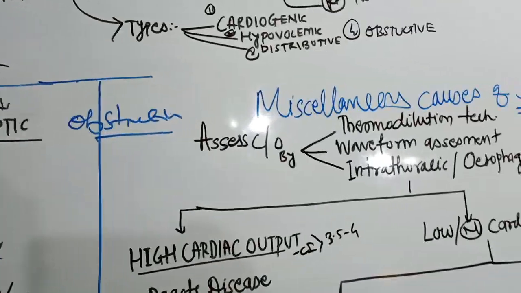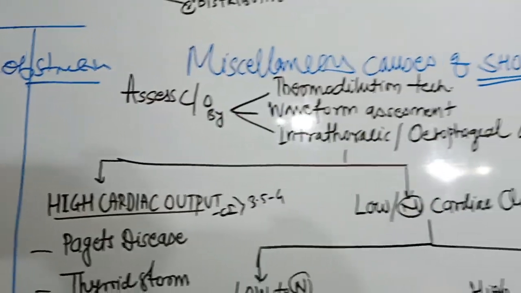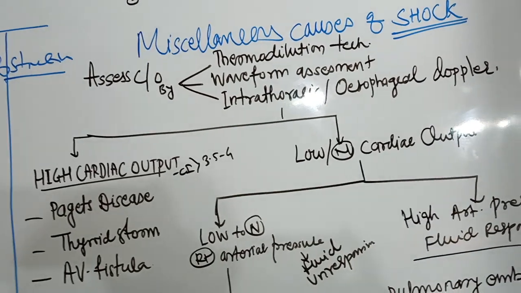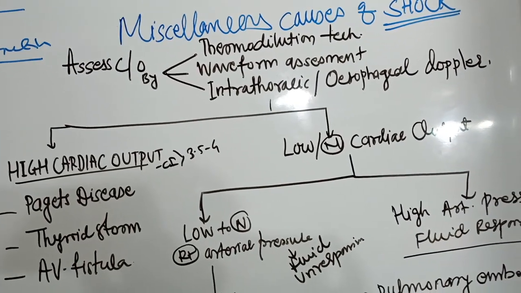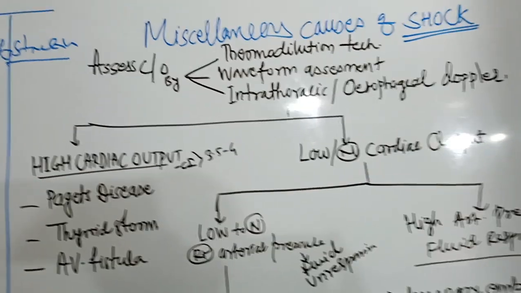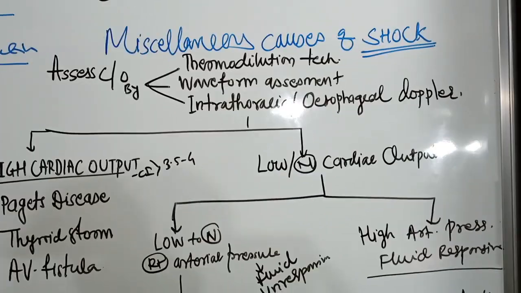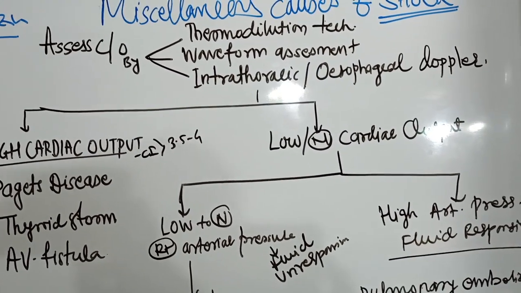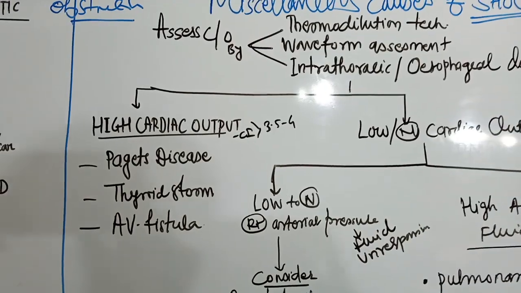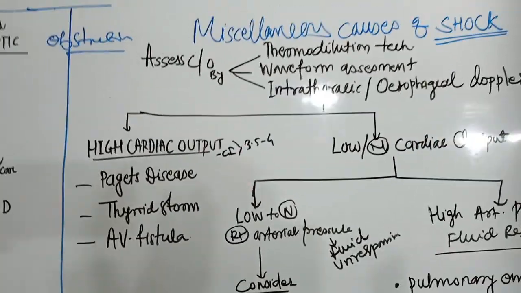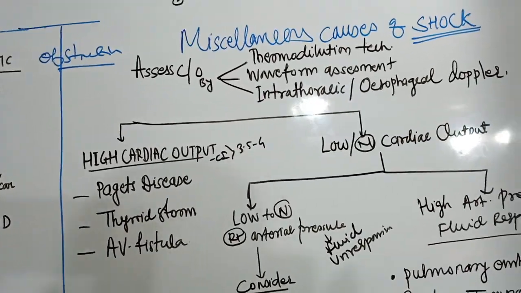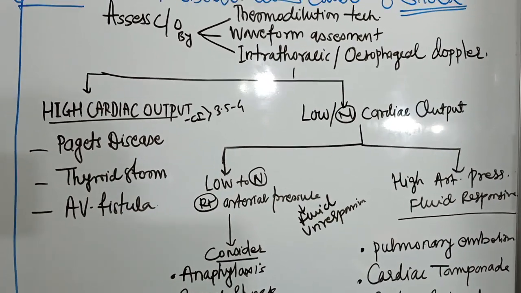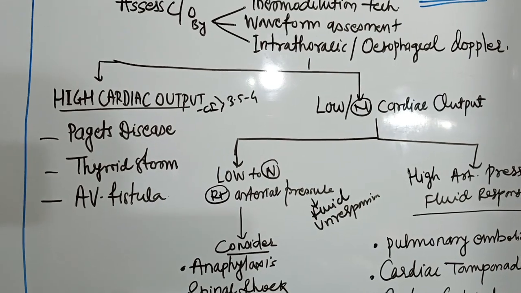So there are other miscellaneous causes of shock which are described. How will you assess cardiac output by different methods? There are different methods for assessment of cardiac output: thermodilution technique, waveform assessment, intrathoracic and esophageal Doppler. Basically, these miscellaneous causes of shock are classified into high cardiac output and low or normal cardiac output. We know these since the preparation days.